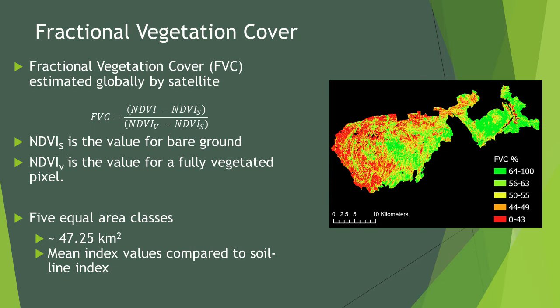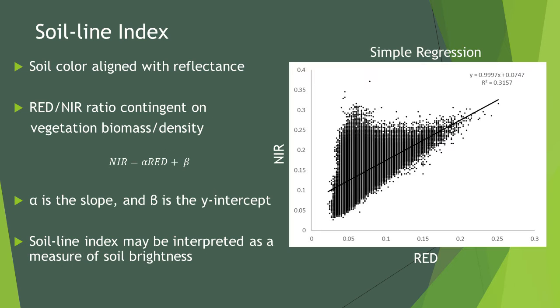It has been specified in research that NDVI-S be derived from the inflection point of an NDVI histogram. The inflection point for the study area was determined to be 0.21. NDVI-V is assigned the maximum index value of the region. For the 2010 data, mean index values were calculated for 5 equal area classes of fractional vegetation cover and compared to the soil line index.